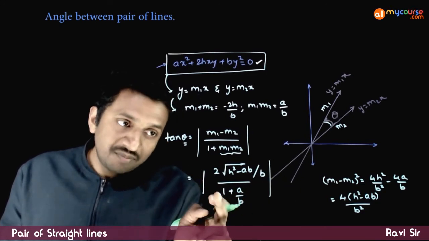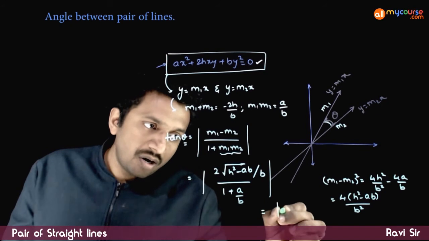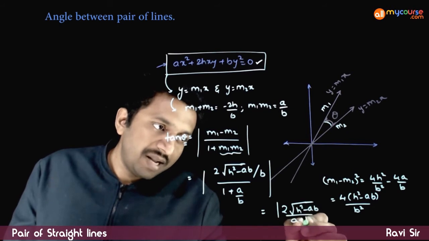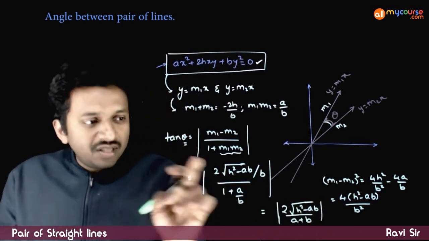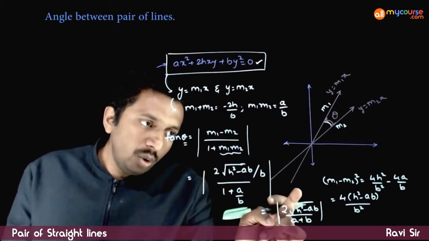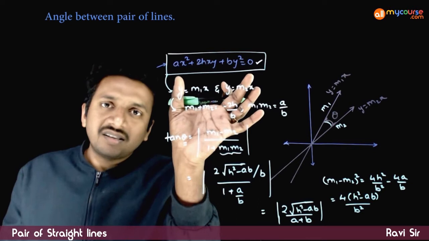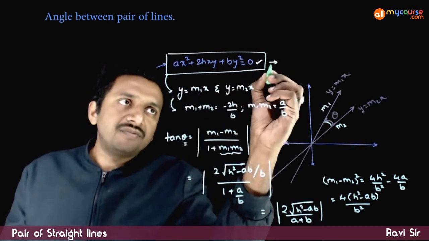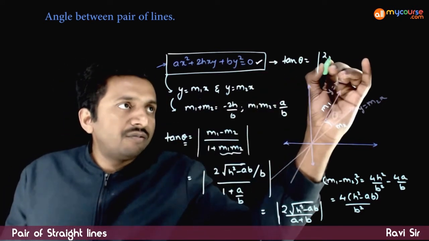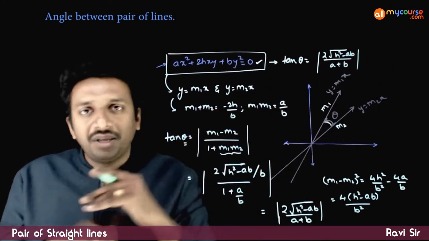So if you take the LCM, you get (a plus b) by b. So b and b will get cancelled. So you get mod of 2 root (h square minus ab) by (a plus b). So this is the formula for tan theta. Tan theta is equal to 2 root (h square minus ab) by (a plus b). So if you take a pair of lines of this form, then the tan of the angle between the lines is mod of 2 root (h square minus ab) by (a plus b).